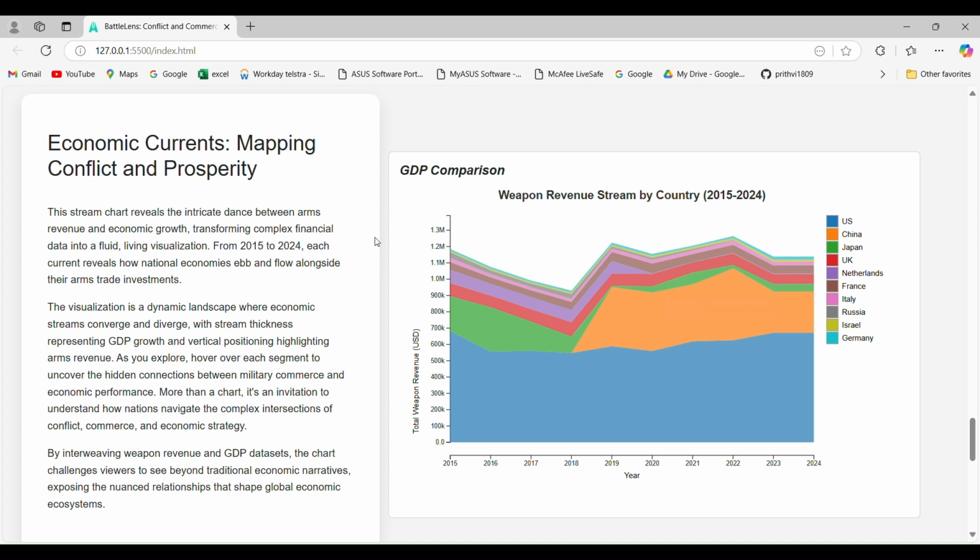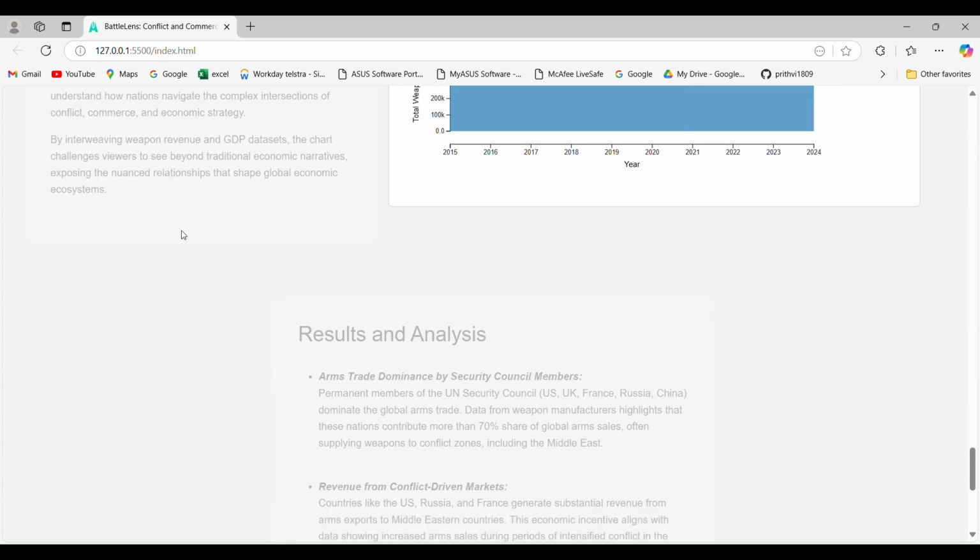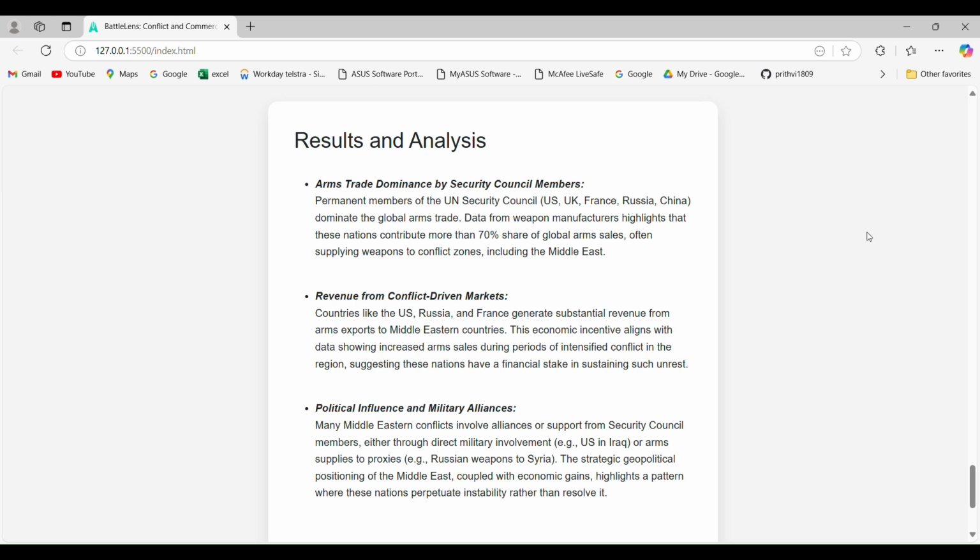Analyzing this chart, we get to know that there is a correlation between the revenue generated by that country and the GDP increase. Through this analysis, we notice that there is a positive correlation between the GDP and the weapon revenue sales. Countries like USA, France, Russia have seen growth in their GDP as well as their yearly weapon revenue sales, whereas countries like Israel and Palestine have seen a decline in their GDP.